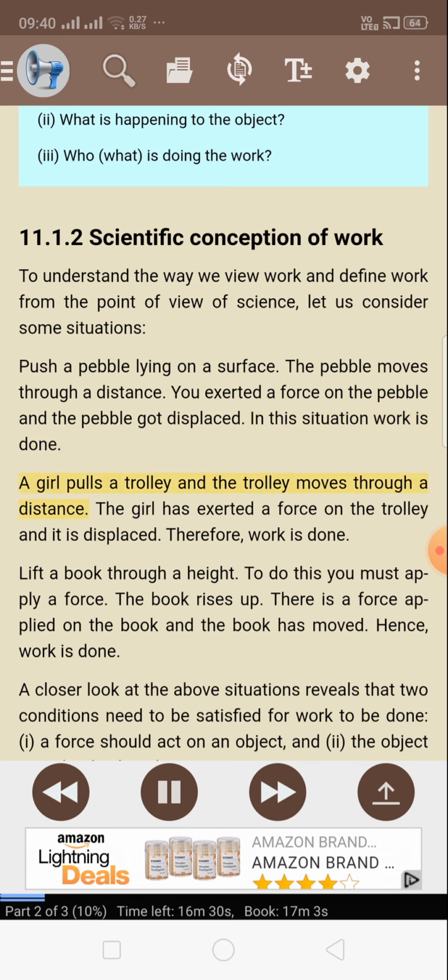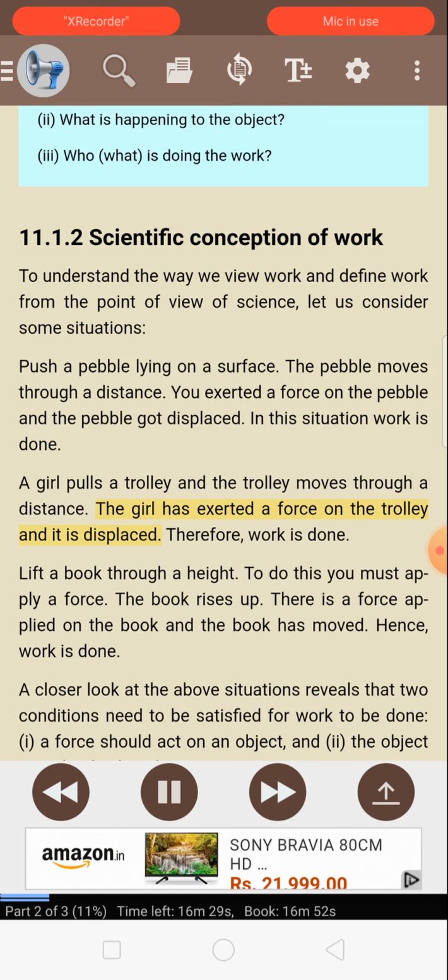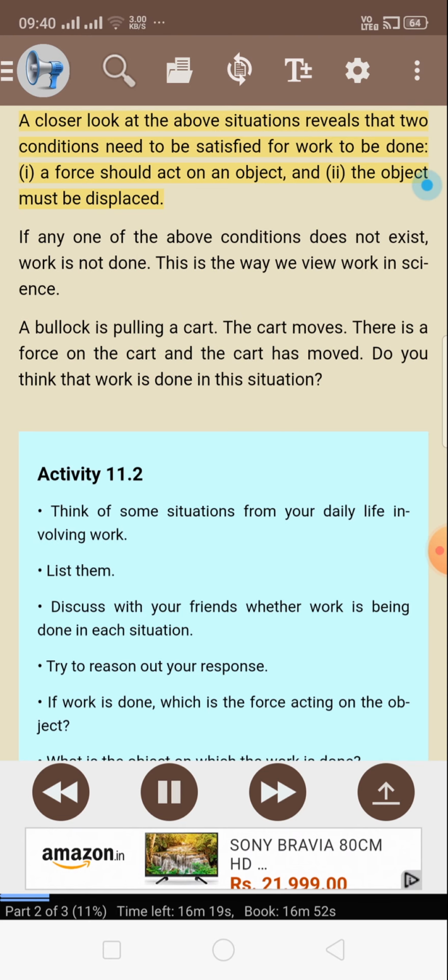A girl pulls a trolley and the trolley moves through a distance. The girl has exerted a force on the trolley and it is displaced. Therefore, work is done. Lift a book through a height. To do this, you must apply force. The book rises up. There is a force applied on the book and the book has moved. Hence, work is done.